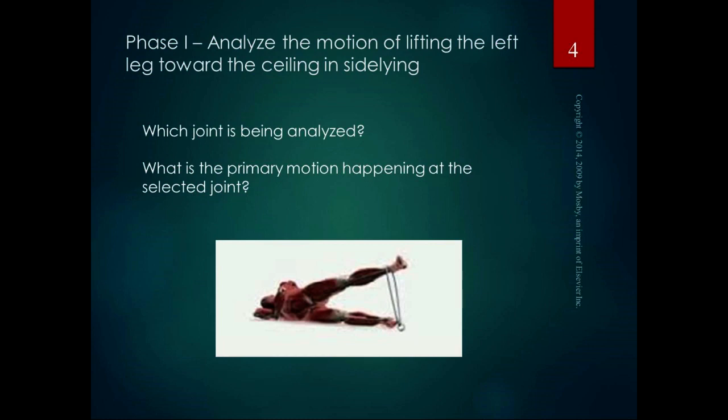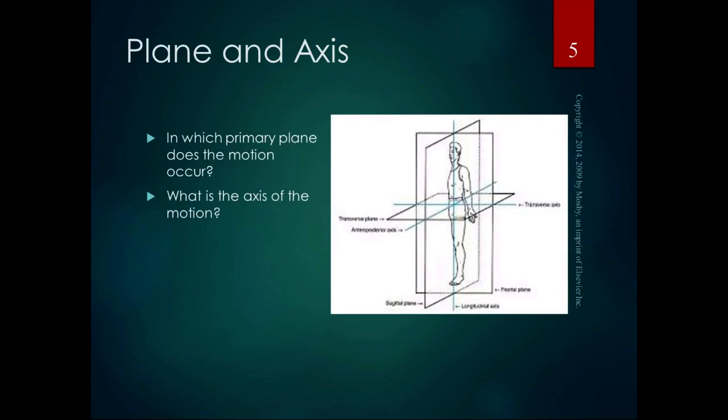With our football player, he's got anti-gravity strength now, and we're going to analyze the motion of lifting the left leg toward the ceiling in side lying. Here's our picture of that motion, and the joint being analyzed is the hip. In some of the functional analyses that we do, we're going to be doing multi-joint motions like a sit to stand. That's a really good example of a functional motion. We are not going to analyze multiple joints at once. We're going to pick one and analyze that one. So let's specify: in this one, we're analyzing the hip. The primary motion happening at the hip is hip abduction. Hip abduction occurs in the frontal plane around the anterior-posterior axis.